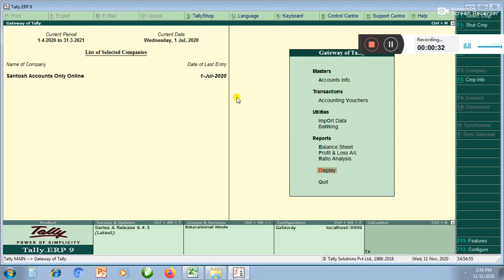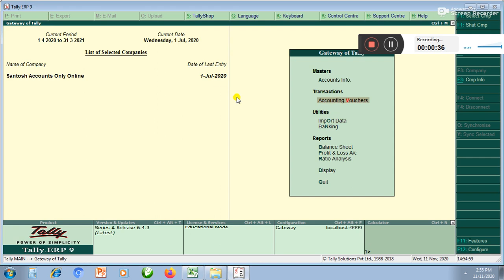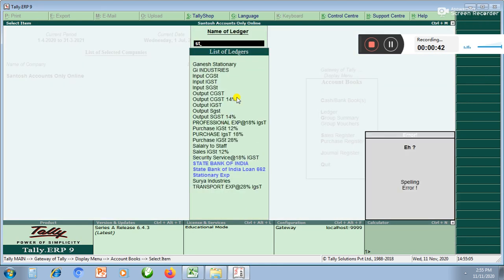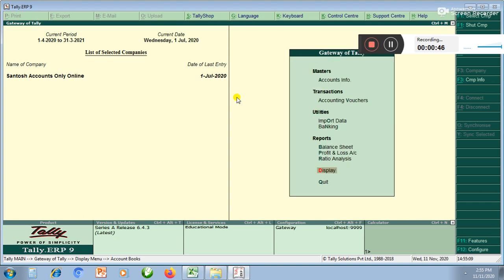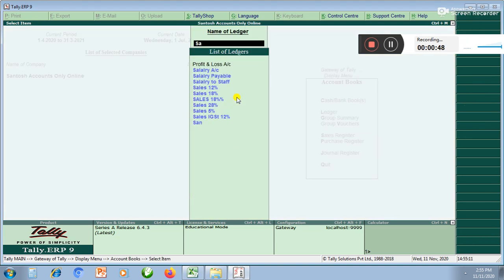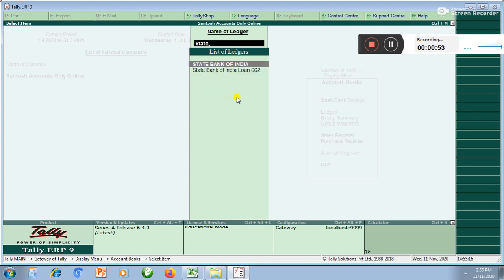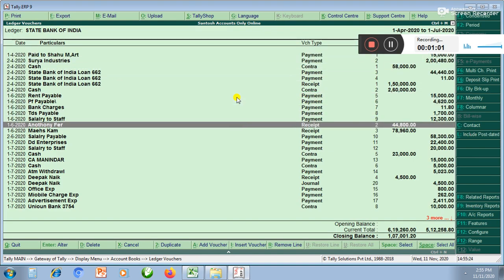When we are entering that, remember, don't enter the bank statement here. Don't pass the transaction here. To check the bank statement, you directly go to Display, Account Books, Ledger, State Bank of India, whichever bank is there. Open that account. Put the period here. Right now I'm not entering a particular month, I want the entire financial year, so I've selected the entire financial year.